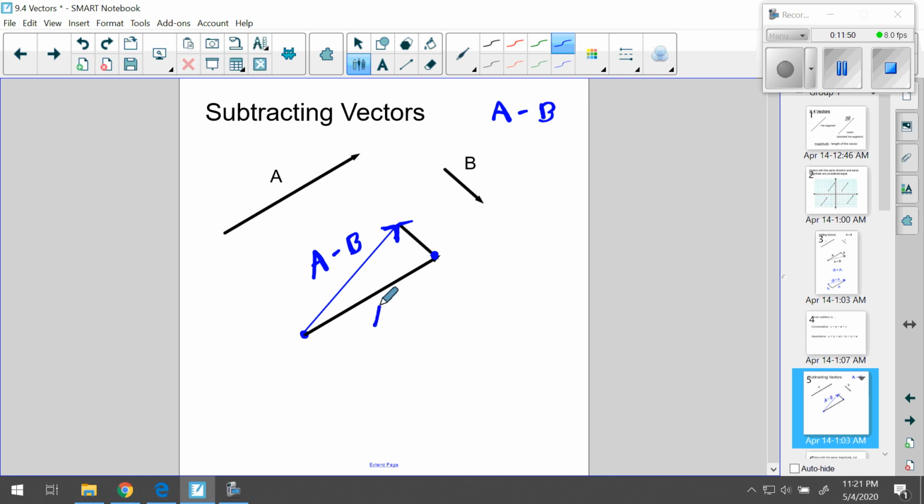So this would be A, this would be negative B. That would be the same as if I said A plus negative B, right? Again, A plus B would take me down this direction, but if I'm adding negative B or subtracting B, I would be going the opposite direction, and so the new vector ends up over on this side.